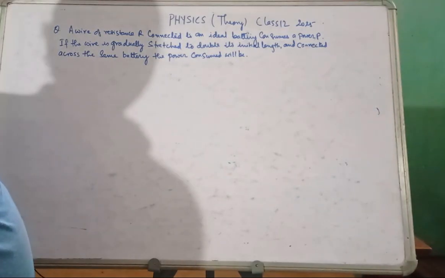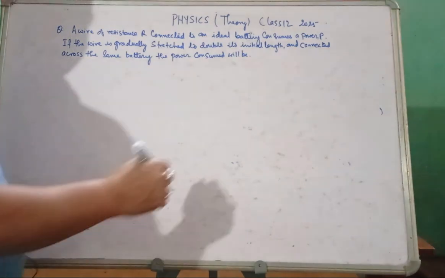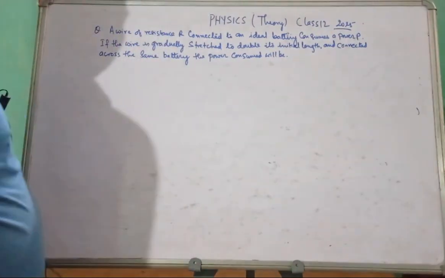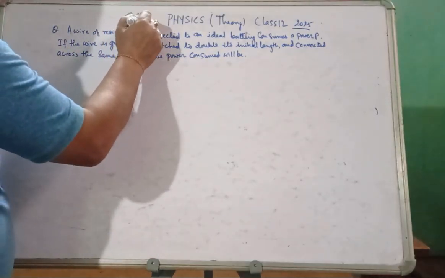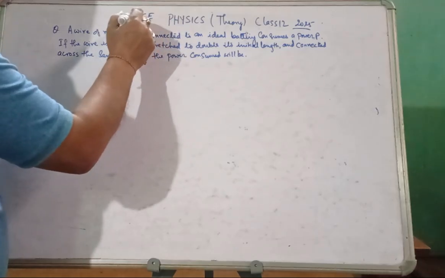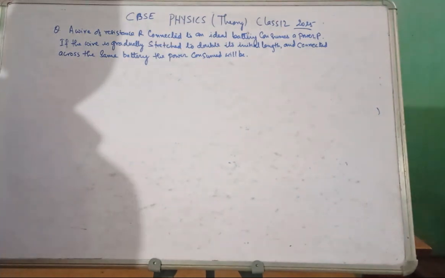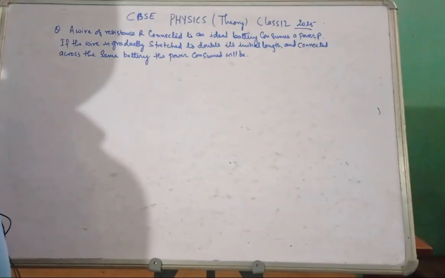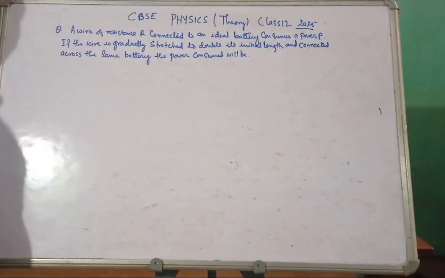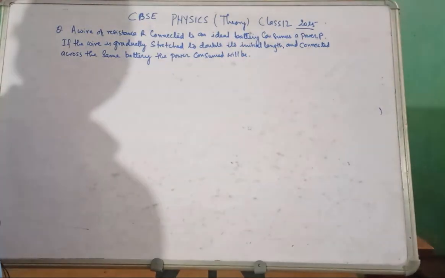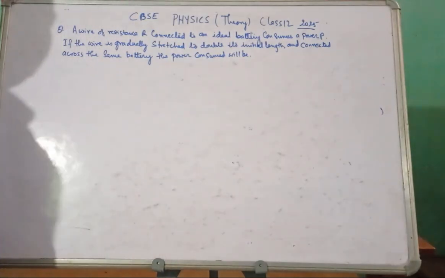Today, I am going to deal with the physics theory paper of class 12, which was held in 2025. This is the recent CBSE physics question paper. I'm going to deal with the physics theory for class 12. There were roughly 33 questions, but I'm going to solve only the conceptual questions.